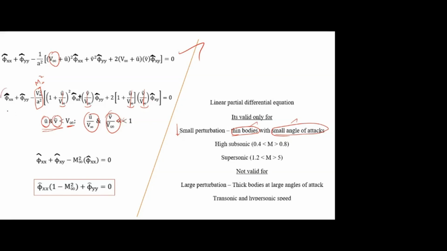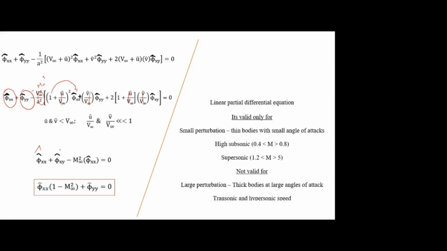So remaining you will get phi cap xx, phi cap yy minus m infinity square, this term, and this term will be there, 1 into phi cap xx. Remaining will be cancelled. So phi cap xx, phi cap yy minus m square into phi cap x. Only this term will be there in the above equation. If you apply this and rearrange it, phi cap xx, if you take common, you will get 1 minus m infinity square, plus phi cap yy. This is the final velocity potential equation in the linear form.